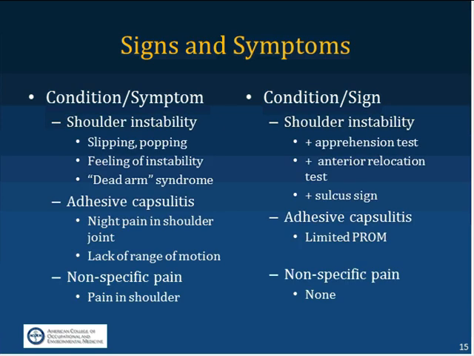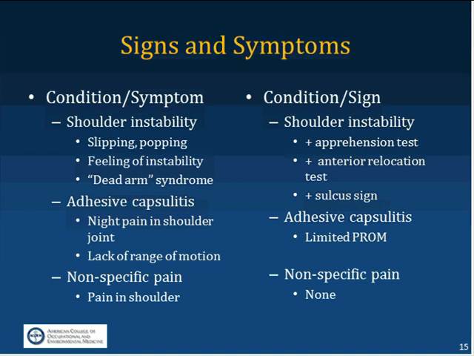In shoulder instability, there's a feeling of slipping or popping and a feeling of instability. Dead arm syndrome is somewhat contradictorily described. The idea is they don't think they can move their arm, but they in fact can. In shoulder instability, then, if you examine the patient, you also get an apprehension test. And anterior relocation test is that you can relocate it yourself, or they can.